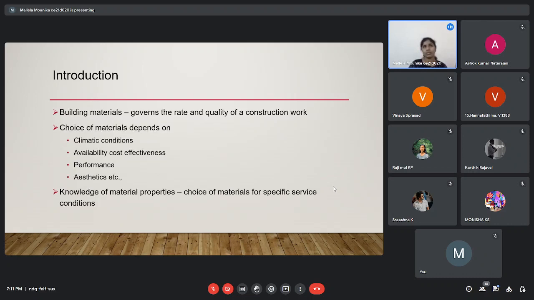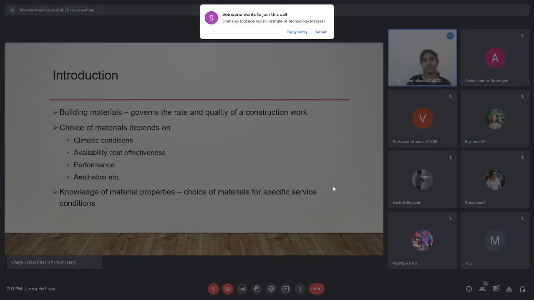So if I start with the introduction to building materials, why are building materials an important concern to us? Because when you see a particular structure, the rate and quality of the construction work will be based on the building materials which have been used for that construction. That's why the study of building materials has been an important aspect of the construction industry. And the choice of material also.